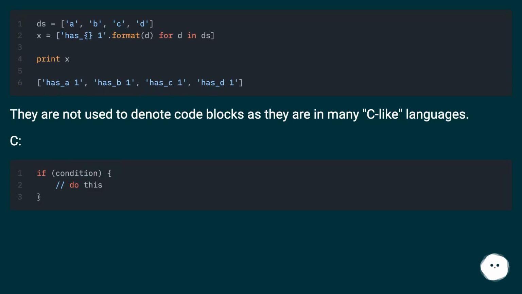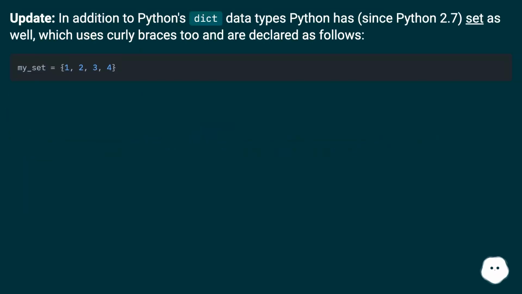They are not used to denote code blocks as they are in many C-like languages. Update. In addition to Python's dict data types, Python has, since Python 2.7, set as well, which uses curly braces too and are declared as follows.